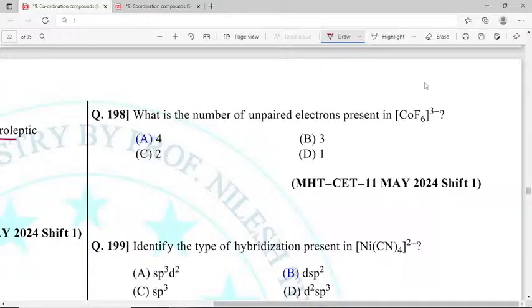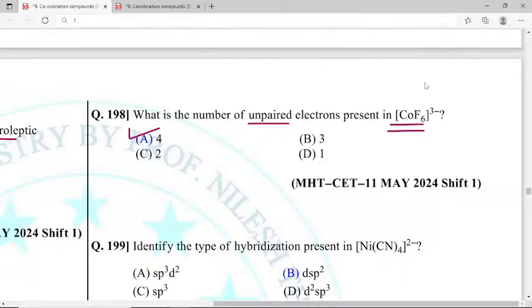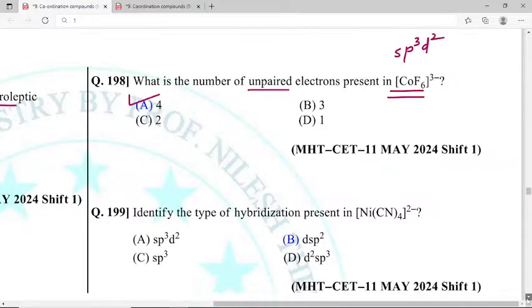What is the number of unpaired electrons present in [CoF6]3-? There are 4 unpaired electrons. So what is the type of hybridization here? sp3d2 type. Okay, clear? Get it?